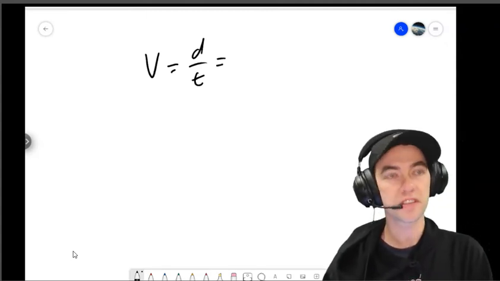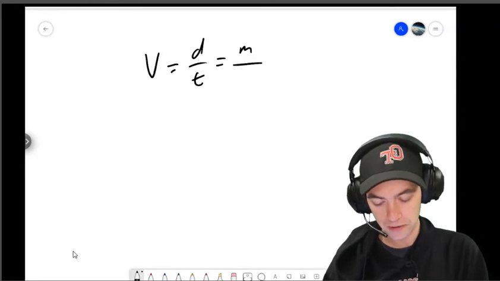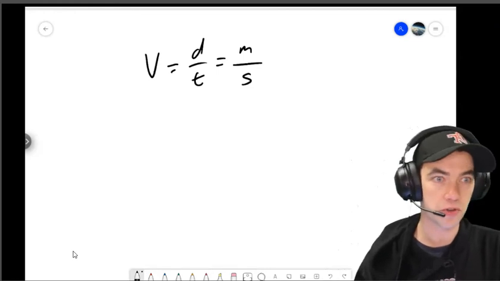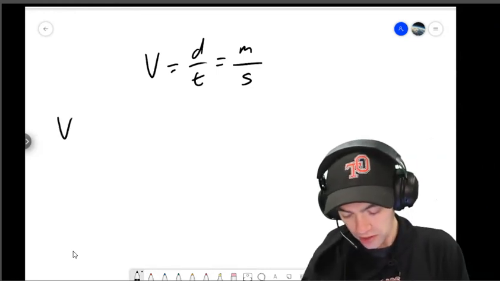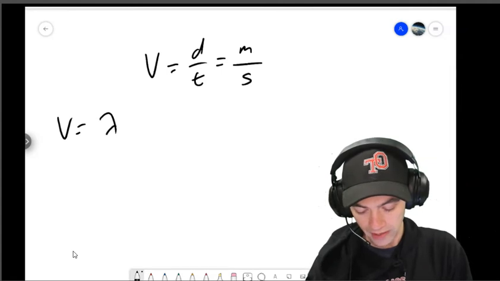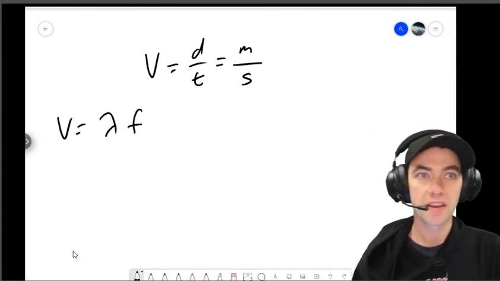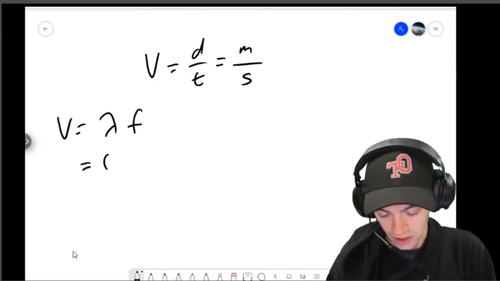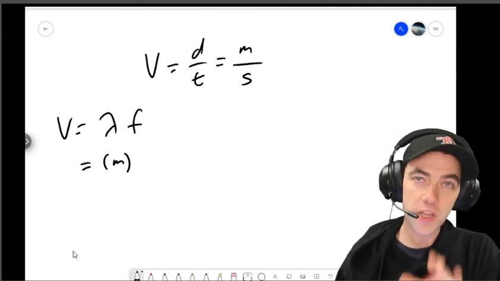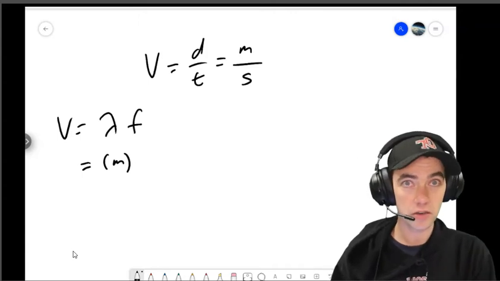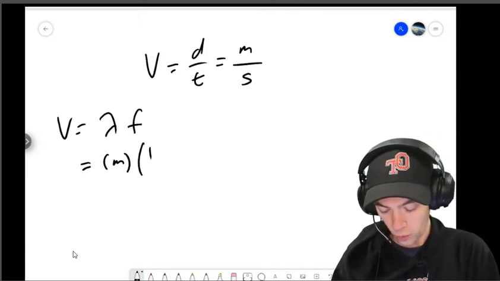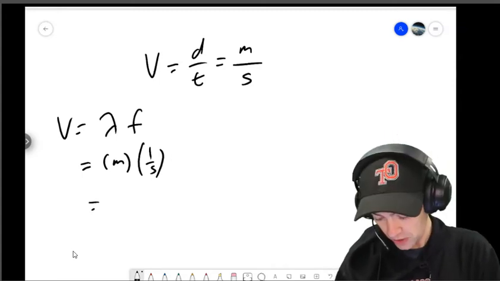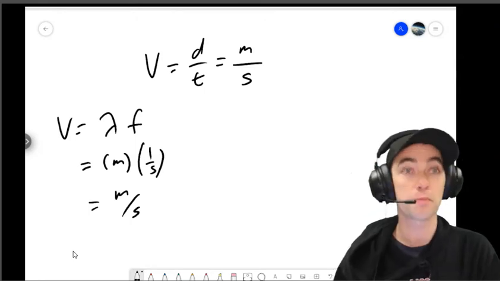Well, let's think about the units for a second. When we talk about distance, we typically measure distance in meters, and time we measure in seconds. That's why our units for speed are meters per second. Now we're learning the equation velocity is equal to wavelength times frequency. Wavelength is the distance of our wave, so we know this is going to be in meters. Frequency is hertz, and a hertz is 1 over seconds. So when you multiply meters times 1 over second, you still end up with the units of meters per second.